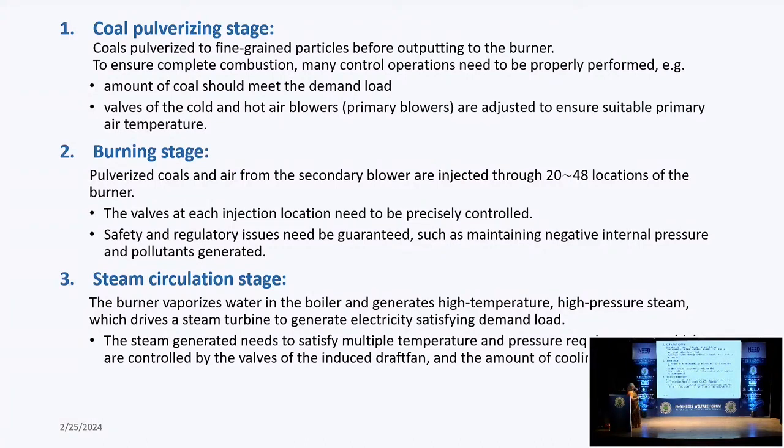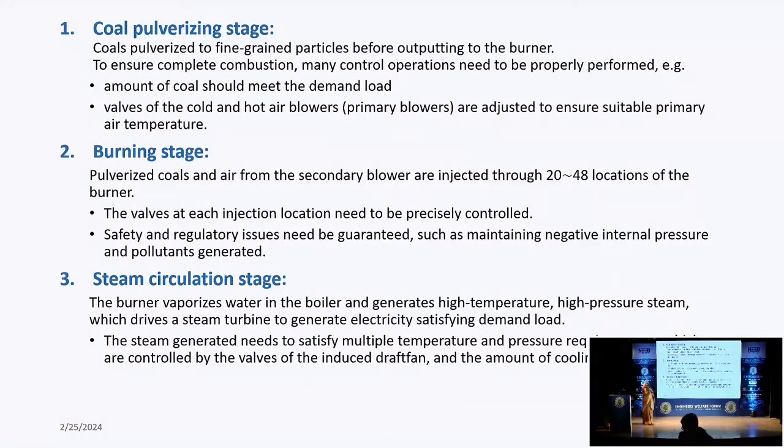These are some constraints. For the burning stage, the valves at each of the injection locations, the 20 to 48 locations, need to be controlled precisely. And then there are safety and regulatory issues that need to be guaranteed, so that the pollutant norms and negative internal pressure have to be maintained. For the steam circulation stage, the steam generated needs to satisfy multiple temperature and pressure requirements, which are controlled by the valves, etc.